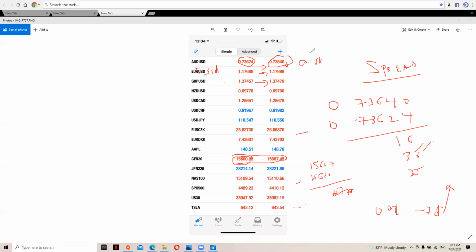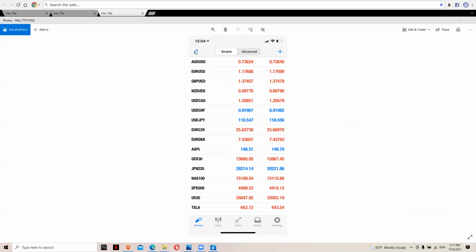Now let's talk about lot sizes. Let's talk about lot size. Now, this is an example of a lot size.